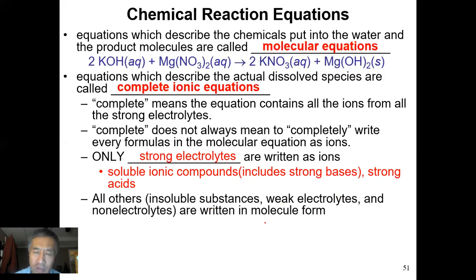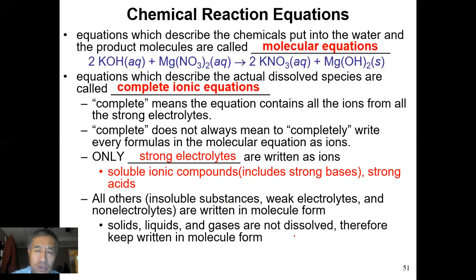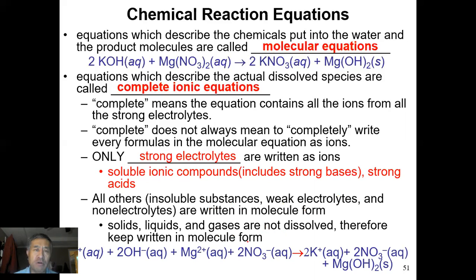Solids, liquids, and gases are not soluble, so keep them written in molecular form. Take one example from this previous molecular equation. We rewrite the two reactants because both are strong electrolytes. So the 2KOH aqueous is rewritten as 2K+ aqueous plus 2OH- aqueous. And the second reactant in the molecular equation, Mg(NO3)2 aqueous, in the complete ionic equation you rewrite the Mg as Mg2+ aqueous. Then you rewrite this (NO3)2 as 2NO3- aqueous.